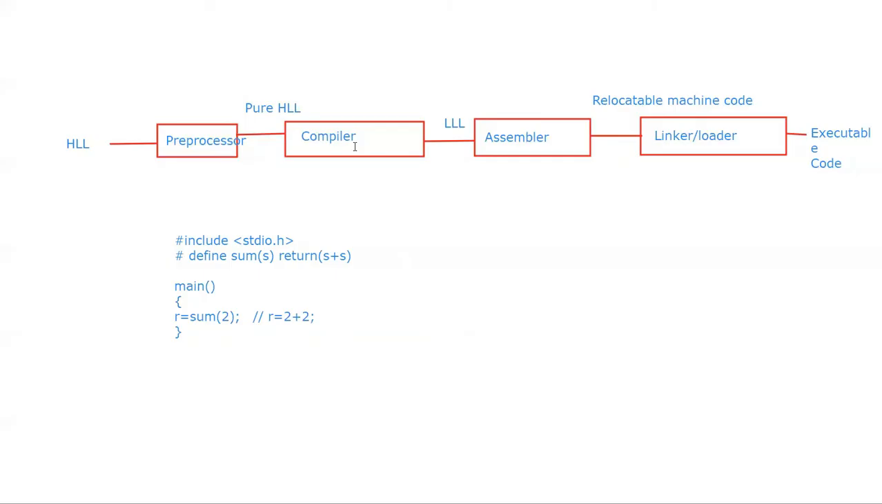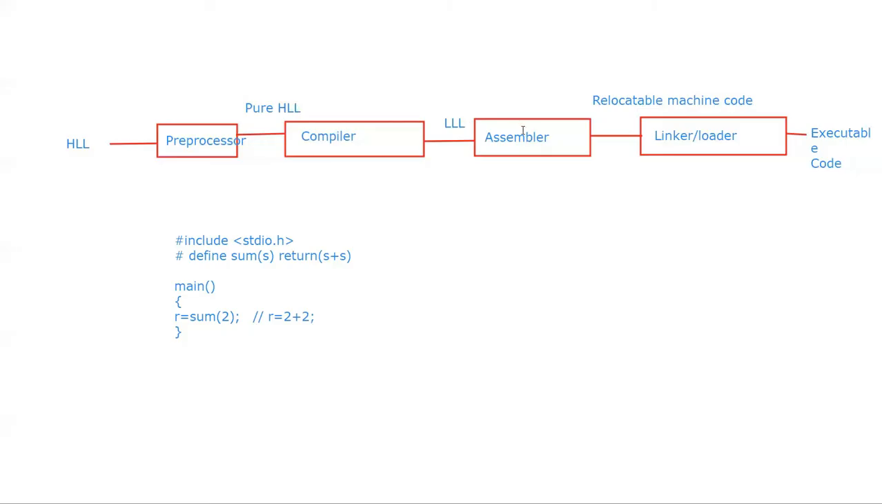Now the compiler will convert this high level language code into low level language code, and obviously it is in the form of assembly language, so it will be machine dependent, because the assembly language depends on the processor architecture. Whatever the architecture of the processor, your code will vary according to that. So the compiler will convert pure high level language into low level language.